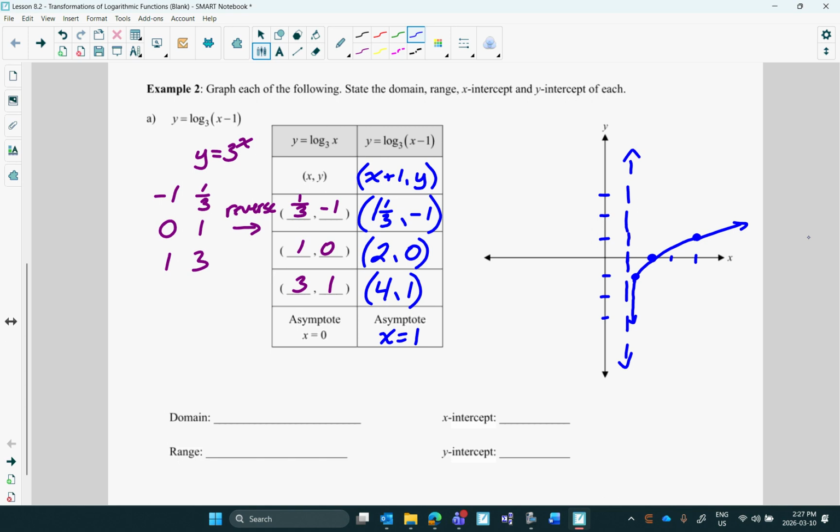Domain. Not including the 1. Yes, 1 to infinity, but not including 1. Range: negative infinity to positive infinity. X-intercept: just 2. Y-intercept: none.